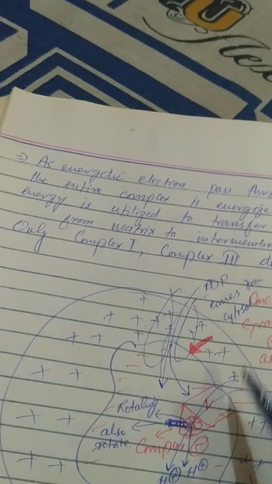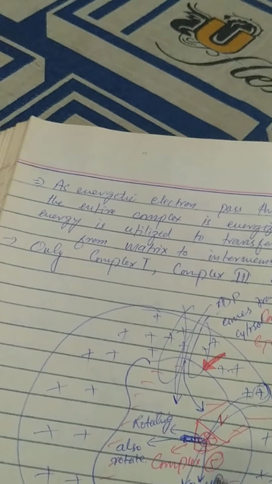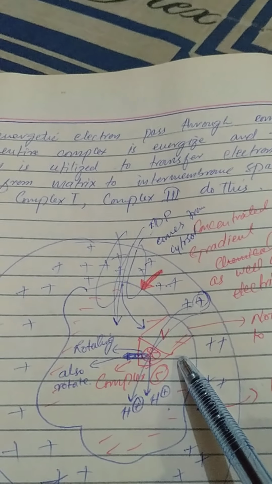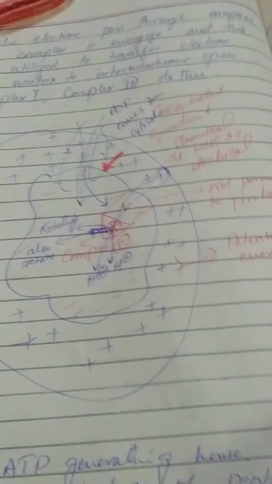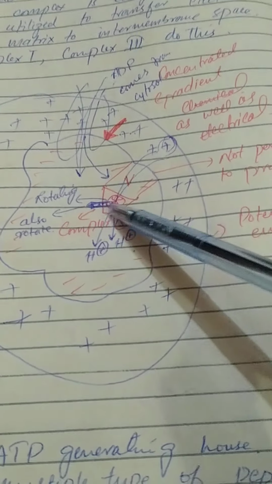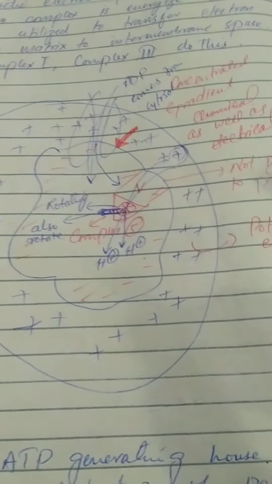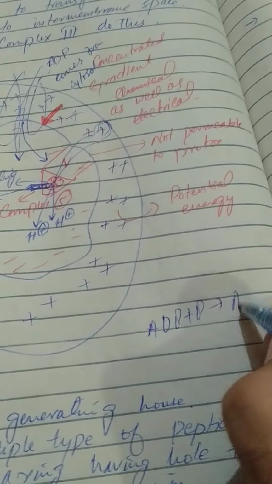Now through complex number 5, the protons can enter because in the intermembranous space there is a high concentration, and inside the matrix there is a low concentration. Protons will always go from a higher concentration to a lower concentration. So when the protons come through complex number 5, there is a channel that rotates. When this channel rotates, the ADP and the free phosphate mix together, and when ADP reacts with free phosphate, it leads to ATP. ATP is the energy currency.